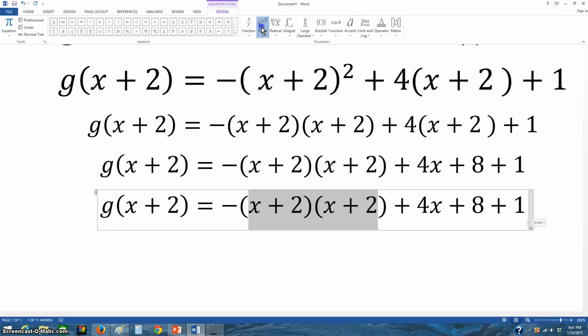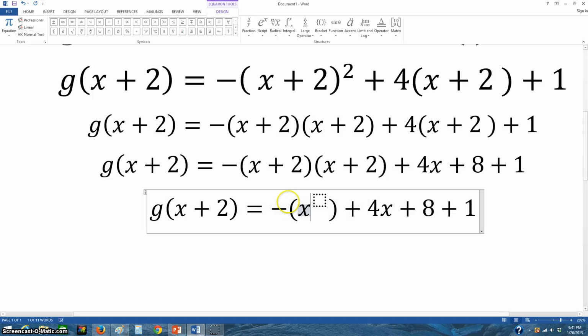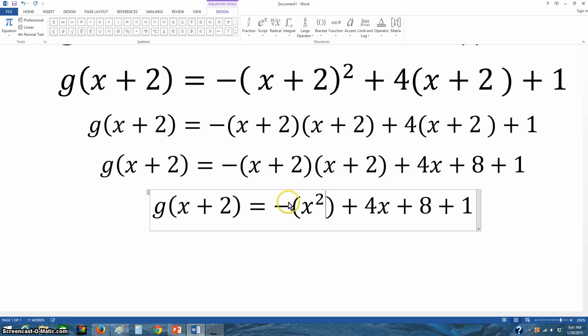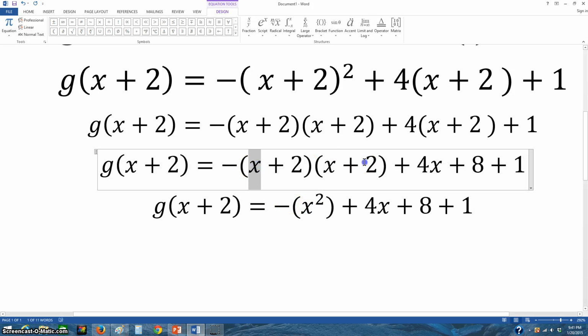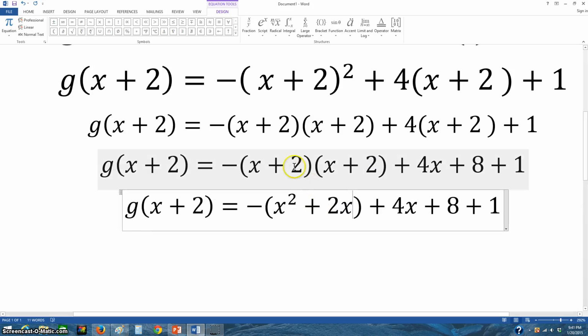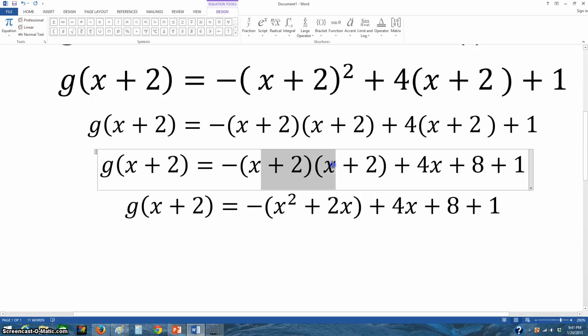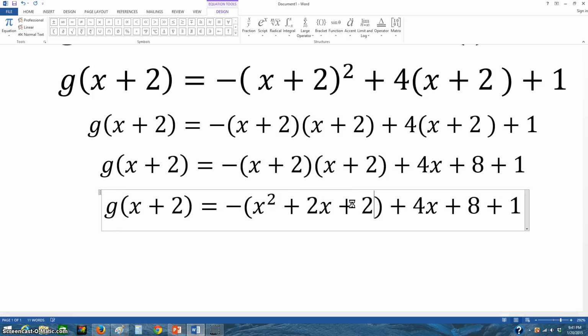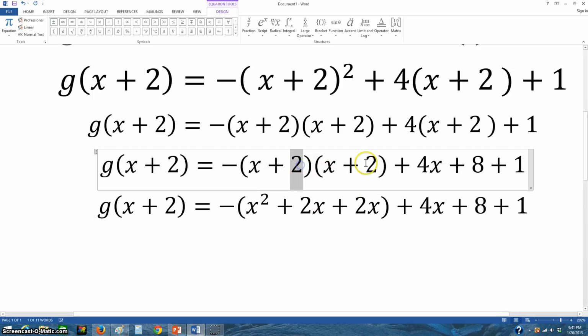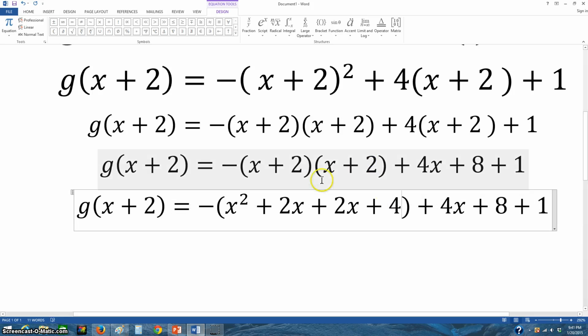let's see, x squared. First times first, so x squared. First times the second one here, so that's 2x. These two inner ones, so a positive 2 times an x is a positive 2x. And the two outer ones, so a positive 2 times a positive 2, which is a positive 4.